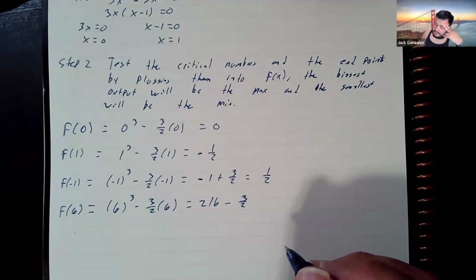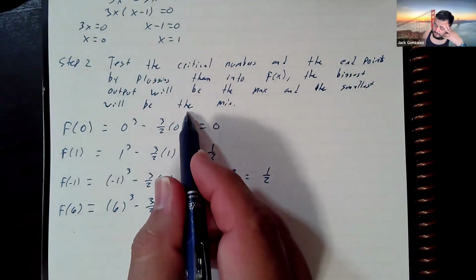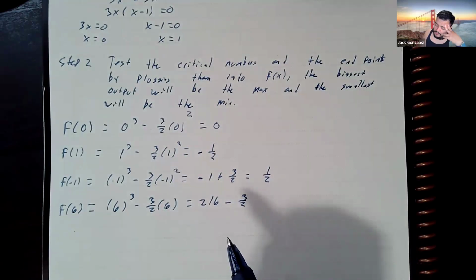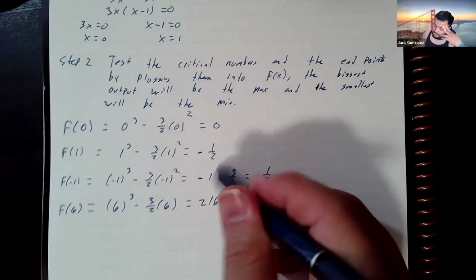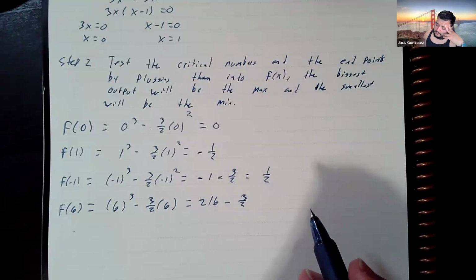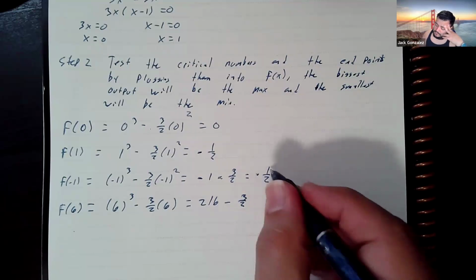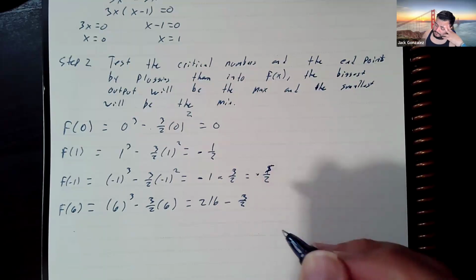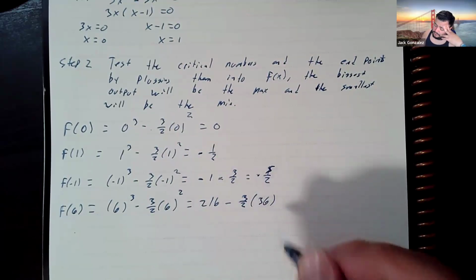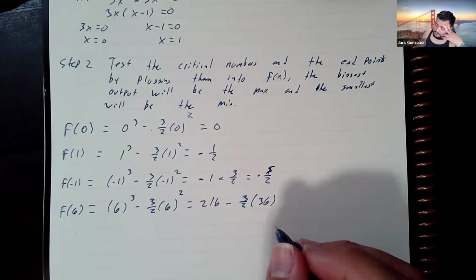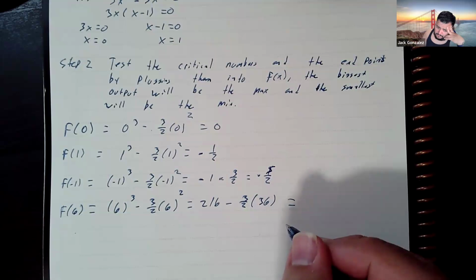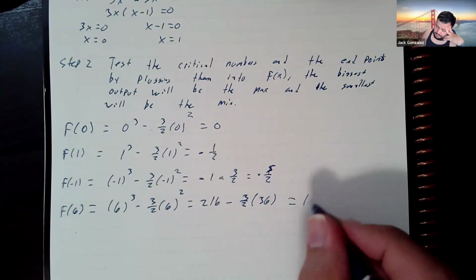Hold up, I think I made a mistake. There should be a square here, which would make this minus, which would make this negative 5 halves. Squared, 36. It's 162, right?